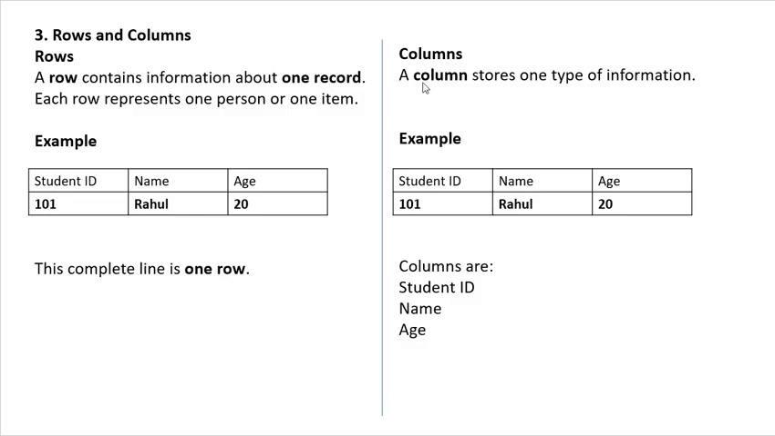A column stores one type of information. This table has three columns: student ID, name and age. Each column stores a specific type of information. For example, the ID column is defined as an ID, not as string values. The name column has names only, not IDs, and the age column has numbers. Student ID, name and age are all columns.